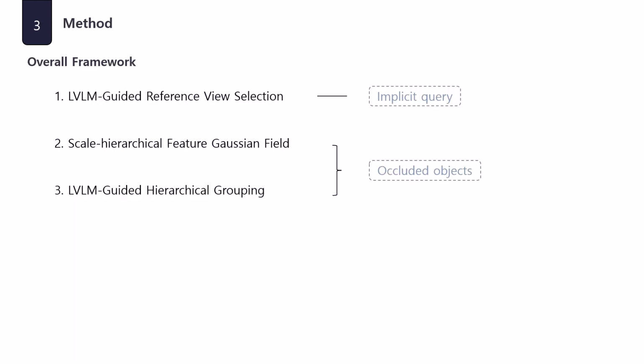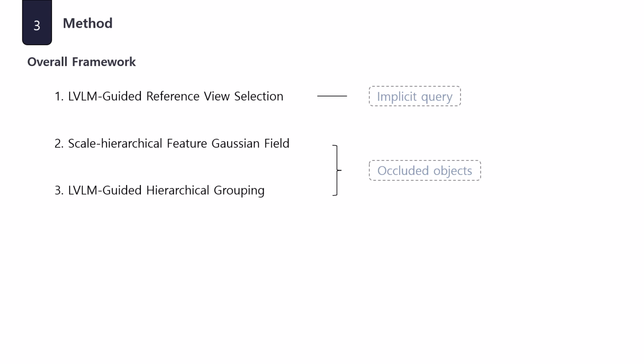Now let's delve into the specifics of the method used in ReasonGrounder. The overall framework can be broken down into three main steps. As indicated on the slide, the first step primarily addresses the implicit query challenge, while the subsequent two steps focus more on handling occluded objects.